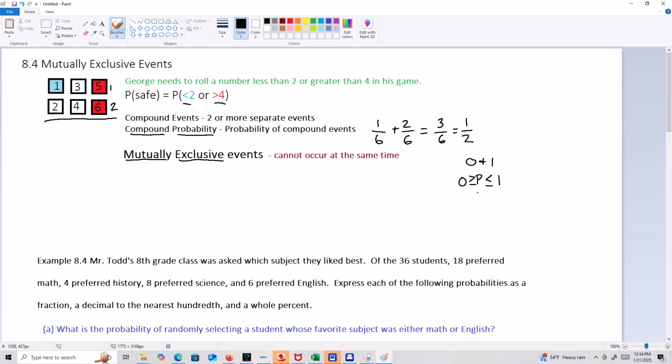Wow, I wrote that wrong. Probability will be greater than or equal to 0. Sorry about that. Less than or equal to 1. I really have trouble talking and writing.